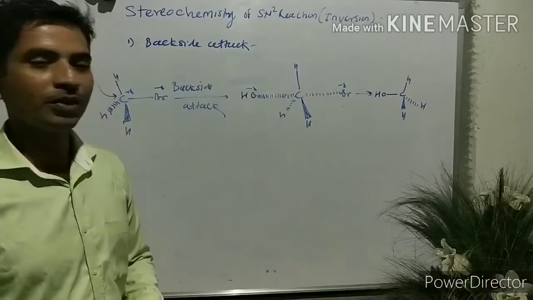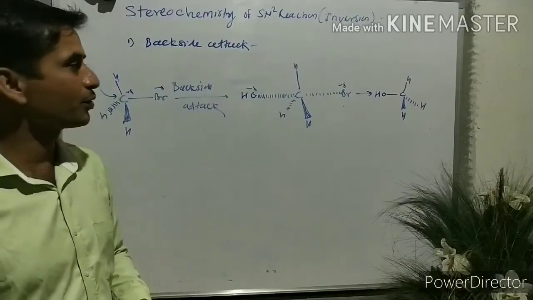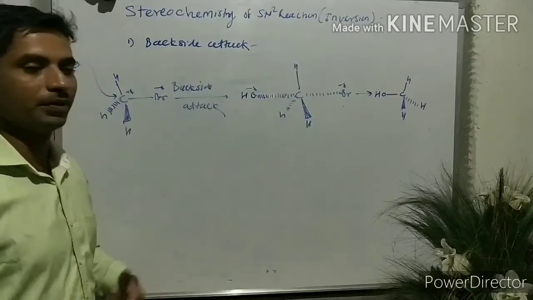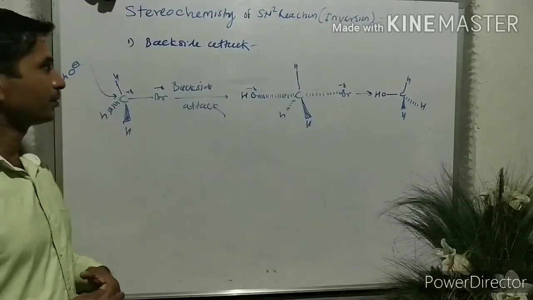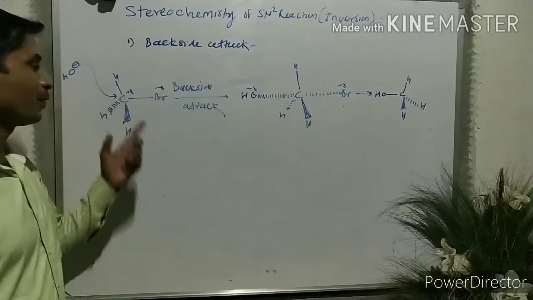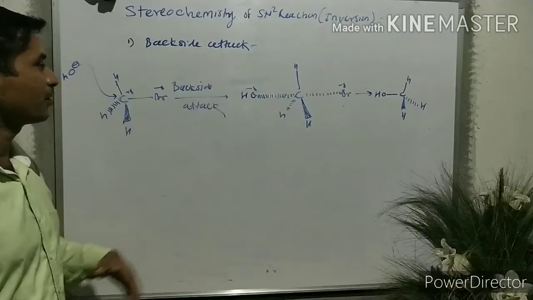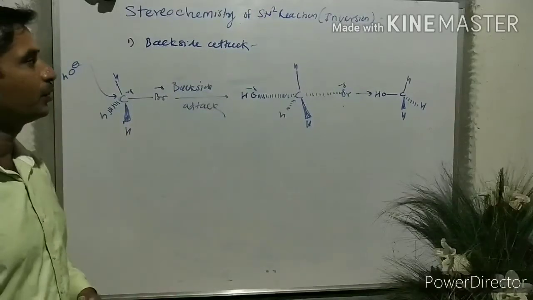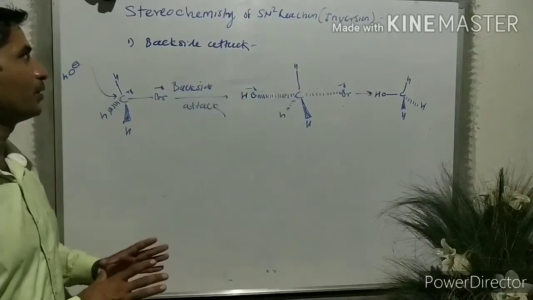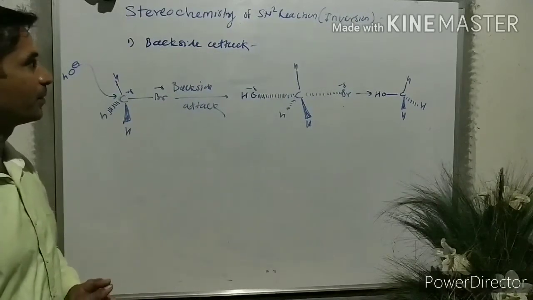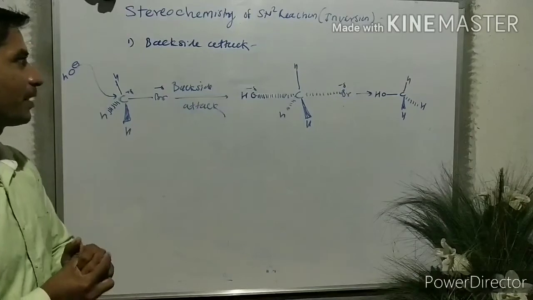Let's see how inversion takes place in the SN2 reaction. For that purpose, we have to consider how the nucleophile approaches the carbon. There are three possibilities. The first possibility is the backside attack, which we already discussed is more favorable. At this point we consider only the stereochemistry, so we repeat this backside attack.